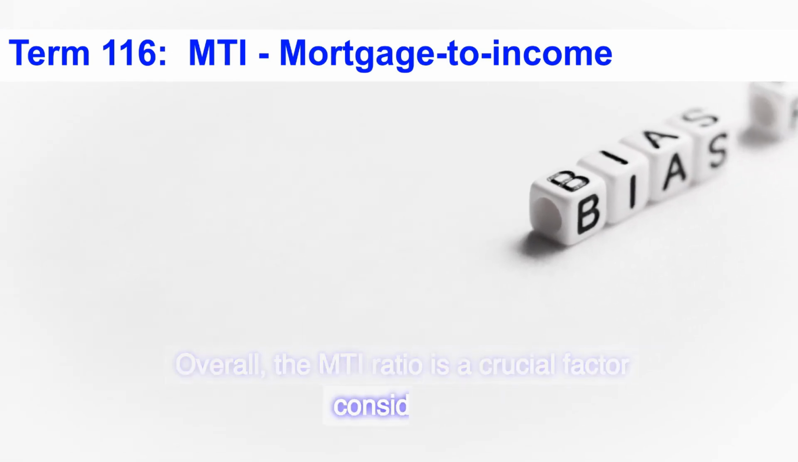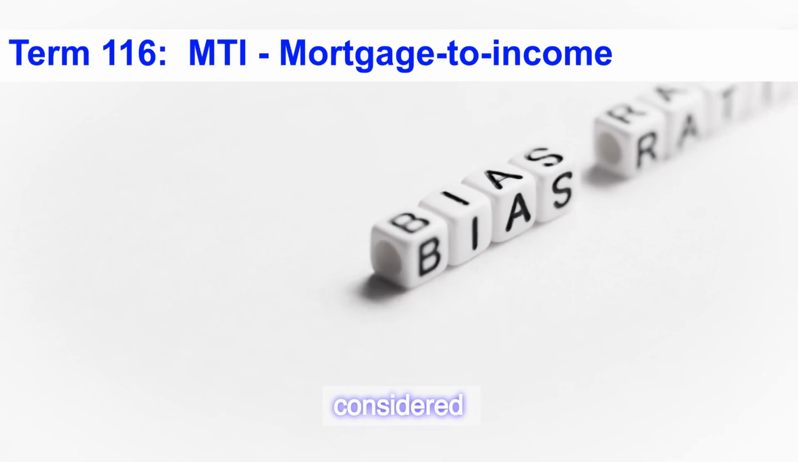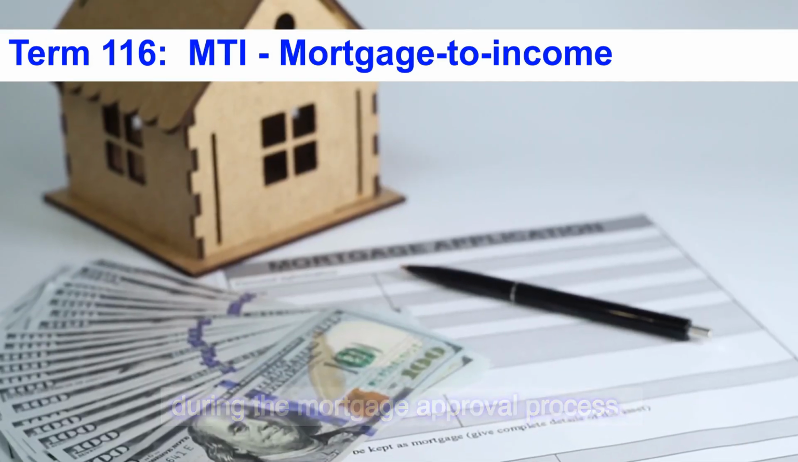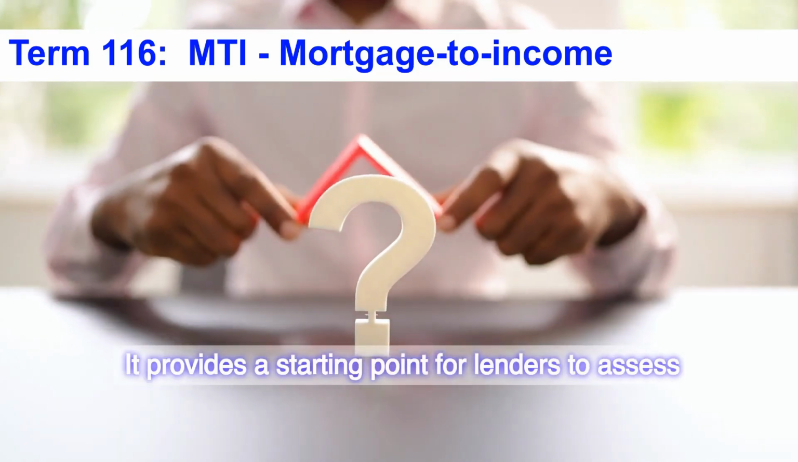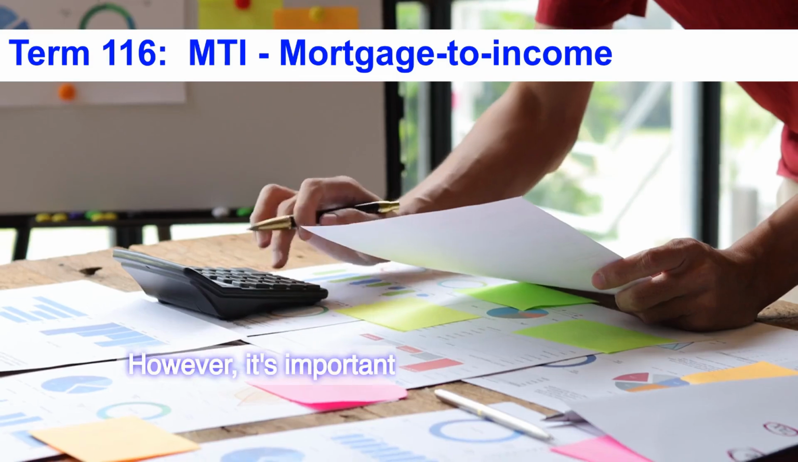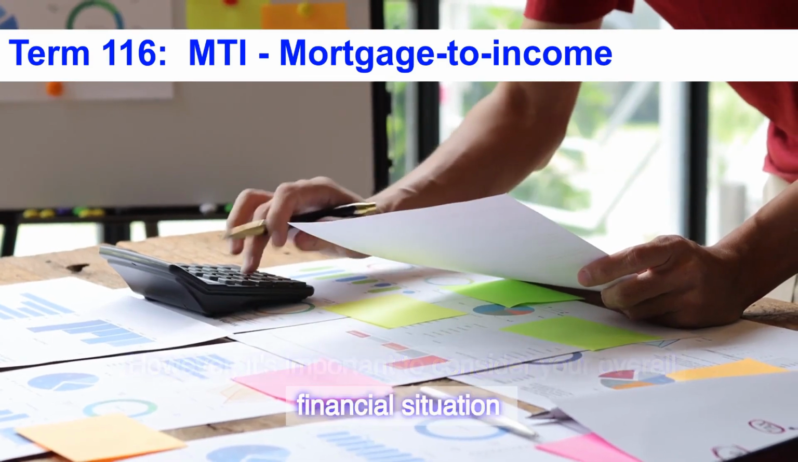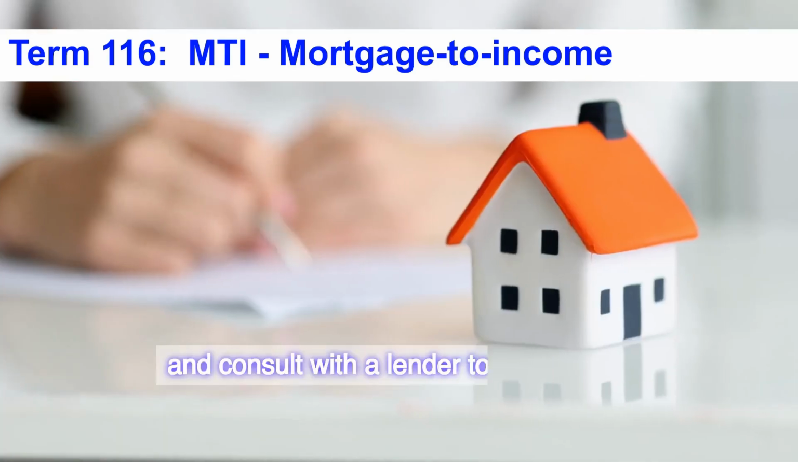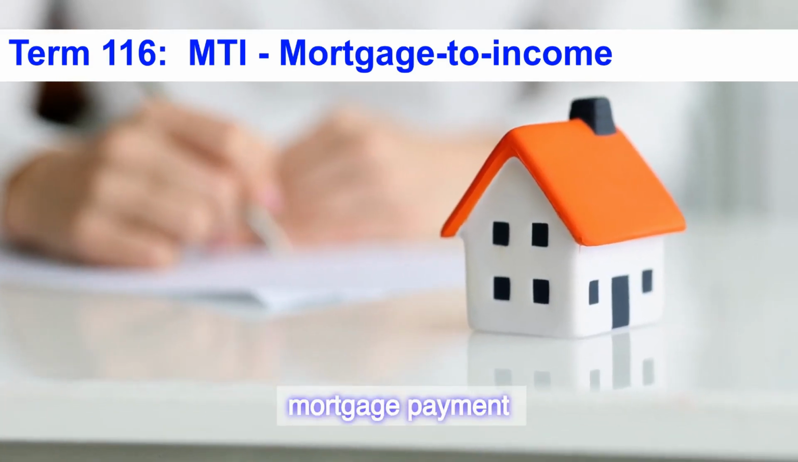Overall, the MTI ratio is a crucial factor considered during the mortgage approval process. It provides a starting point for lenders to assess your affordability for a mortgage. However, it's important to consider your overall financial situation and consult with a lender to determine a mortgage payment that fits comfortably within your budget.